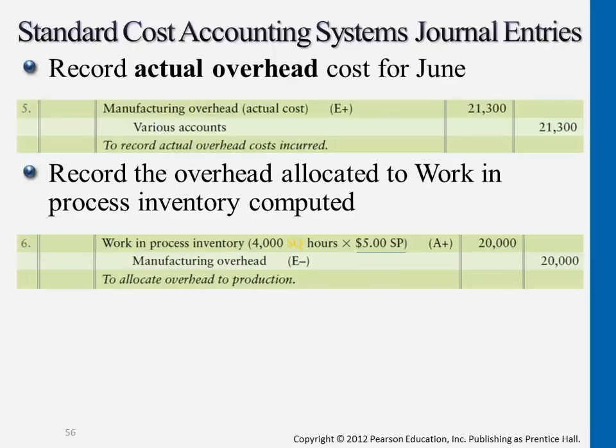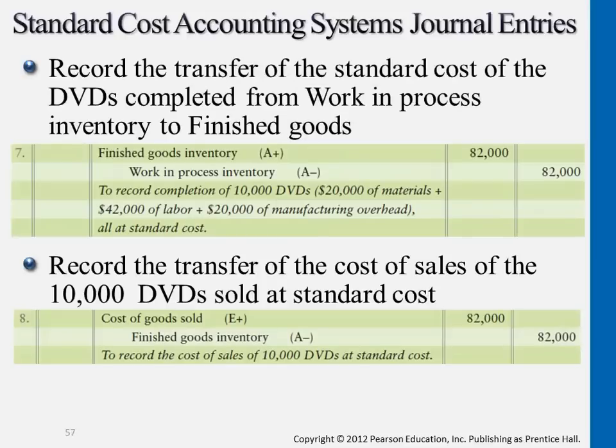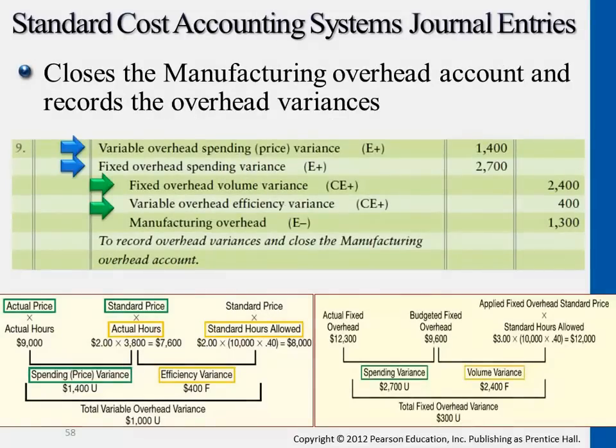So what does it tell you altogether here? We actually cost more, 21,300, and we only assigned to production work in process 20,000. So we're missing 1,300 here, okay? And that 1,300 breaks down to what we just talked about, variable overhead, fixed overhead. Specifically, let me just jump to it. The very last transaction here captures that $1,300 difference.